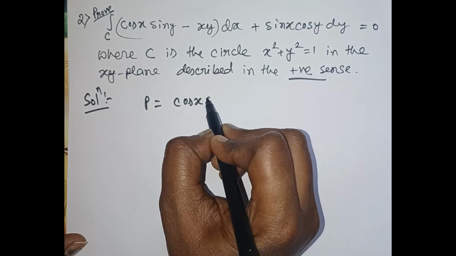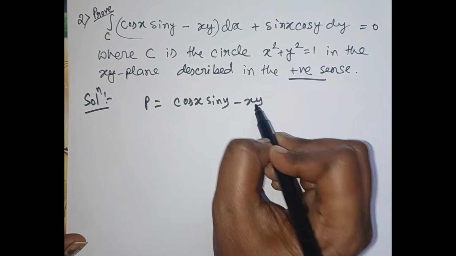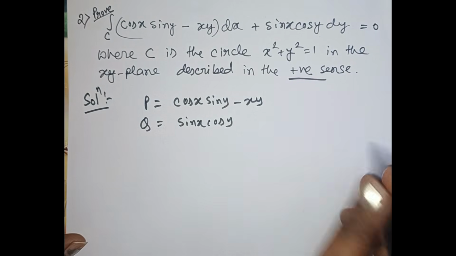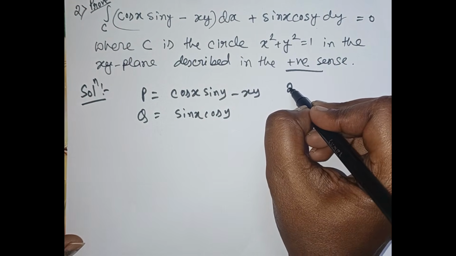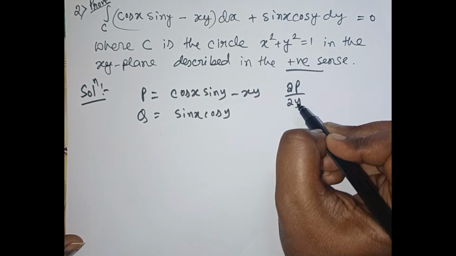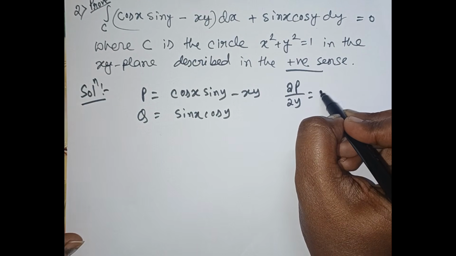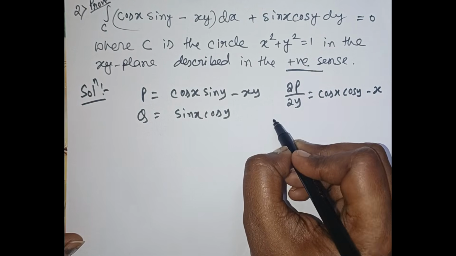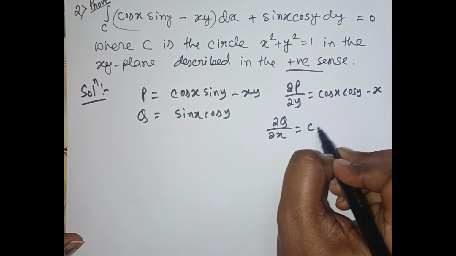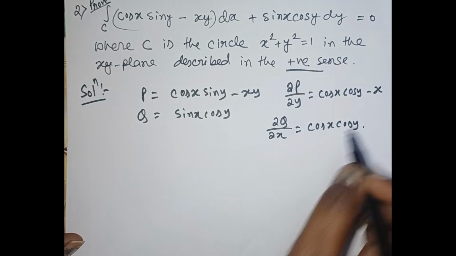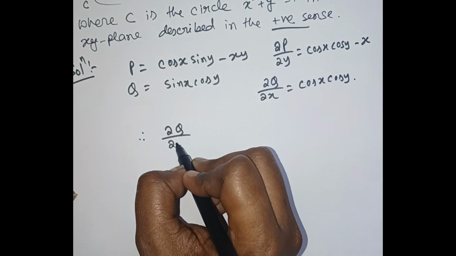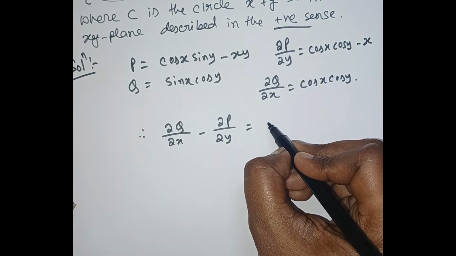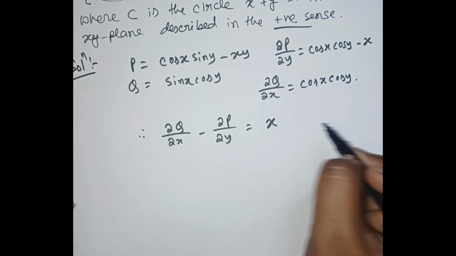Hence, we can use Green's theorem here, and since P dx plus Q dy is the formula, comparing we can get P equals cos x sin y minus xy and Q equals sin x cos y. Now del P del y is equal to cos x cos y minus x, and del Q del x is equal to cos x cos y. Then del Q del x minus del P del y equals this minus that, so it will be x.